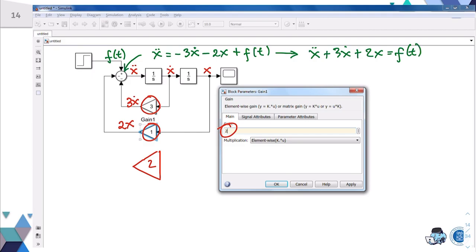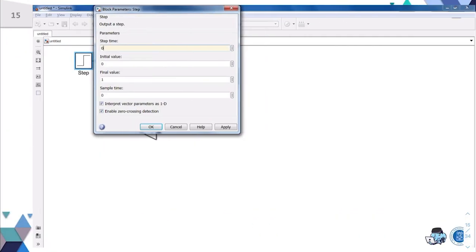So that's why we always express the equation in the form of x double dot equal to, because this x double dot is the summation of f(t) minus 2x and minus 3x dot. Then double click on the step function.